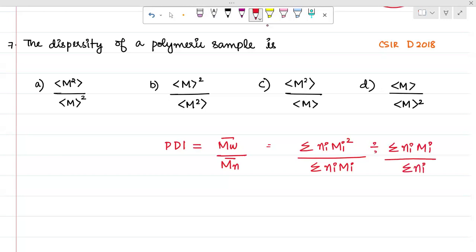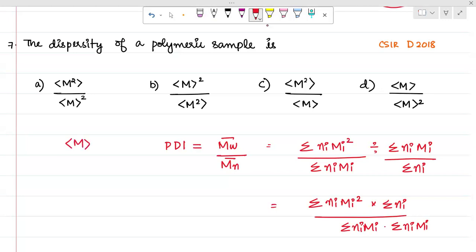Now if I rearrange this, I'll get it as sigma Ni Mi square into sigma Ni divided by sigma Ni Mi into sigma Ni Mi. So they have written the formula on the basis of mean of the masses. So what does this mean? If you just write like this, it just means mean of molar mass. Average of molar mass is what this means, just putting them in this kind of brackets.